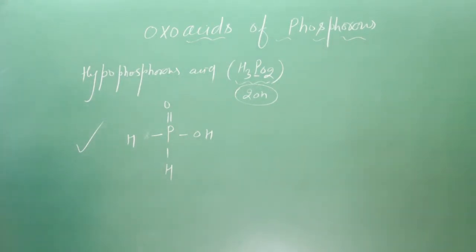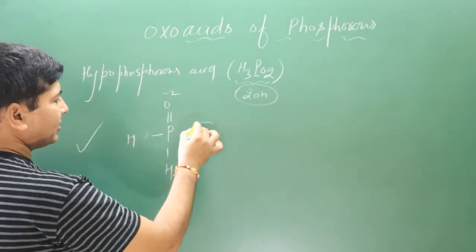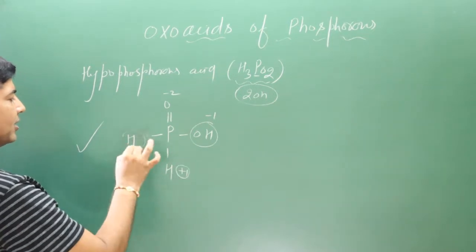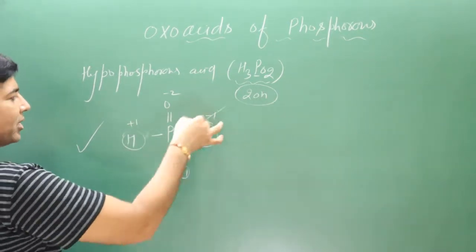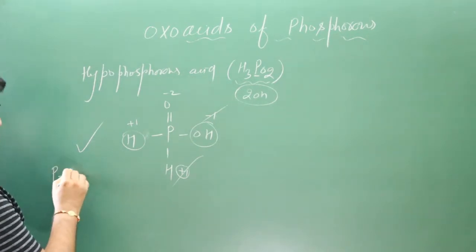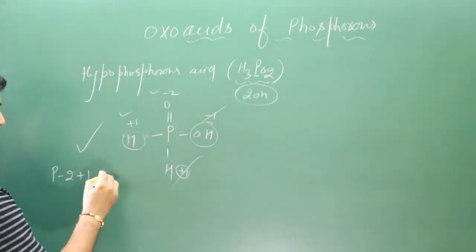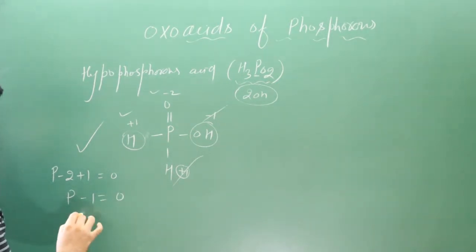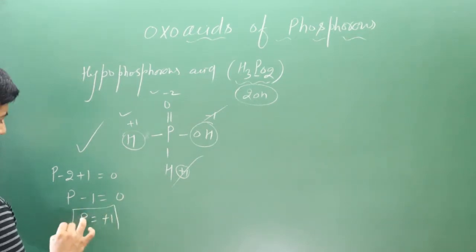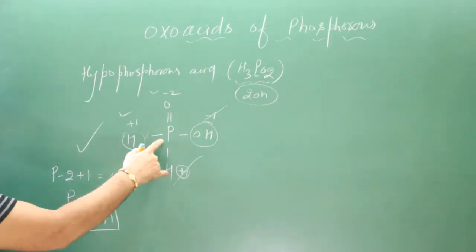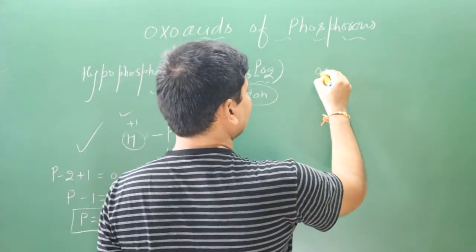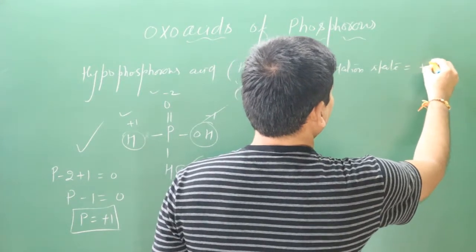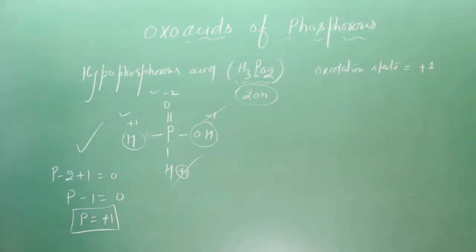Now we can calculate the oxidation state. This is oxide, this is hydroxyl group -1, hydrogen attached to non-metal shows +1 oxidation state, and it is also +1 oxidation state. -1 and +1 will cancel out. Phosphorus -2 + 1, -2 and +1 is equal to 0. Phosphorus -1 is equal to 0, and phosphorus is equal to +1. Okay, in this oxoacid, phosphorus is present in +1 oxidation state. Let me write the oxidation state. It is +1.